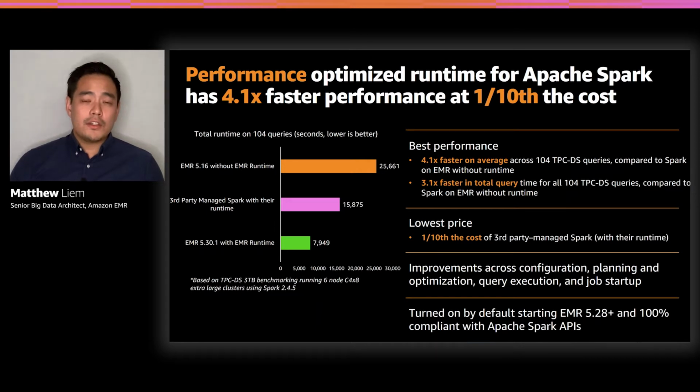The best part of all of this is that the Spark runtime is turned on by default starting in EMR 5.28 and is 100% compliant with Apache Spark APIs. That means there's no change required to your code, the APIs you're using, or how you're actually submitting these Spark jobs.